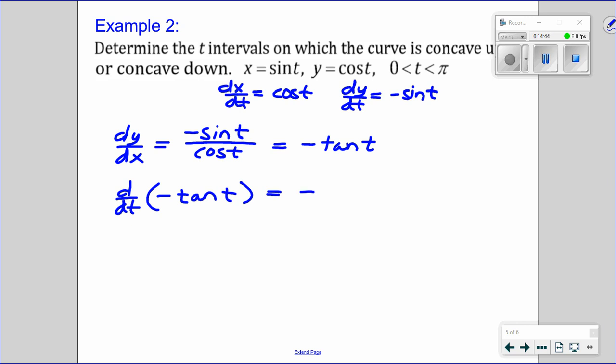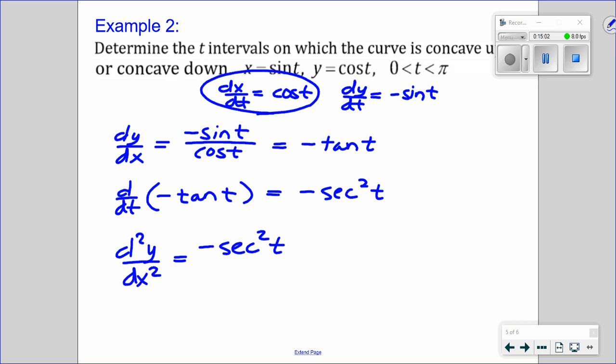So derivative of tangent, remember, is secant squared. Okay, but then we're going to divide that. So my second derivative is going to equal negative secant squared of t, but then divided by dx over dt. So divided by cosine of t. Now, so we have our second derivative.